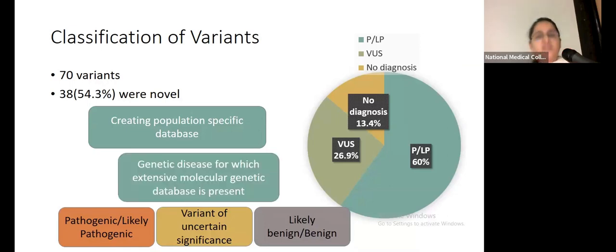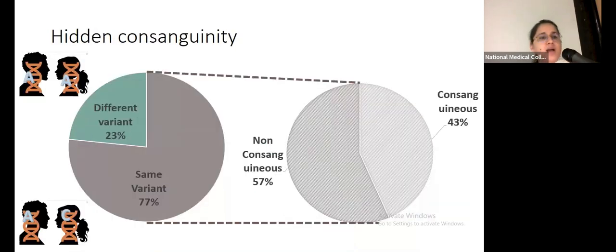This also points out that even for many common disorders, where we know the molecular etiology, we need to create population-specific databases so that most of the variants do not turn out to be novel or variants of uncertain significance. We also found that among those families in which we could make a diagnosis, 77% had the same variant, that is, both the parents carried the same variant, and only 23% had a different variant. So what does this mean?